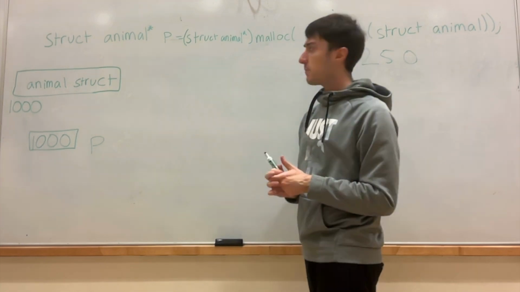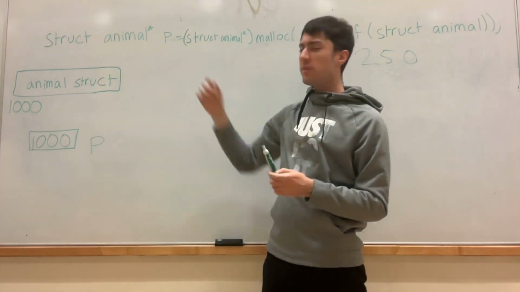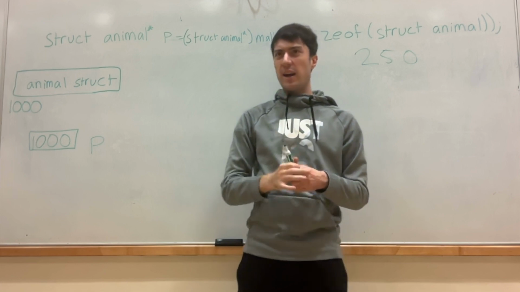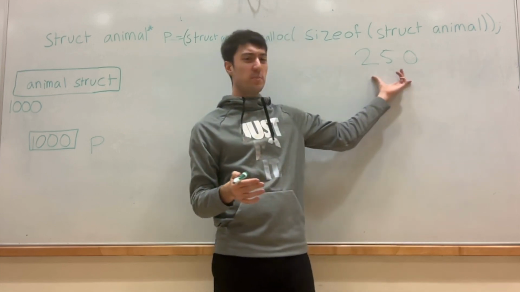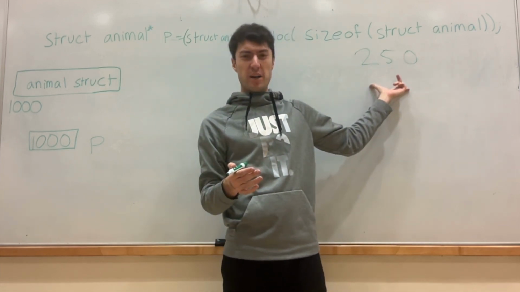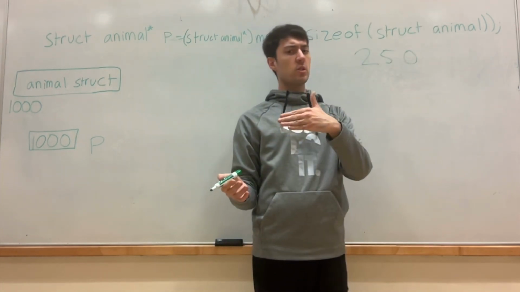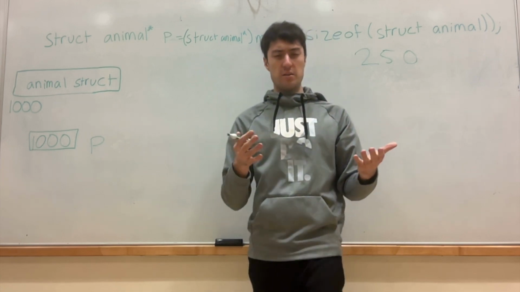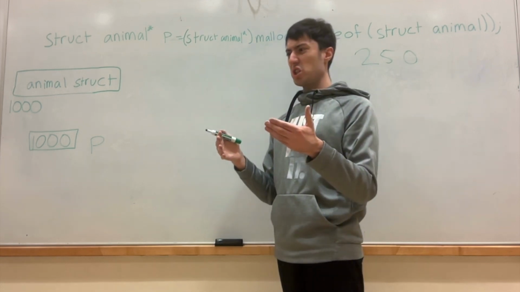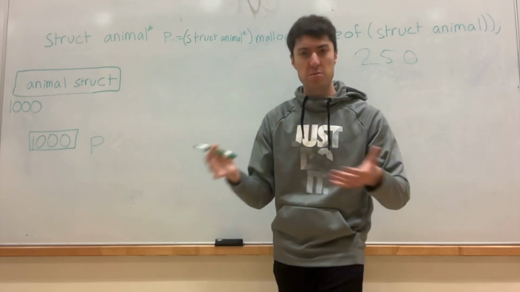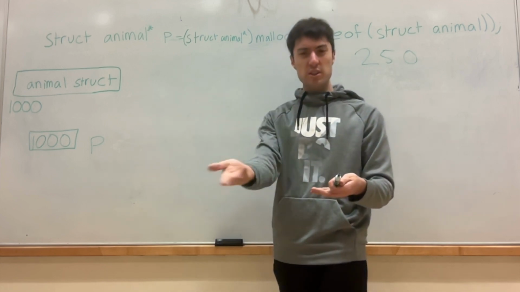But if we didn't have this right here, we wouldn't really know what this P value is. I allocated the memory, but that's just 250 bytes. It just allocated 250 bytes and returned where those 250 bytes are. But is it an int? Is it just a whole bunch of integer values? The compiler is going to get confused. You just allocated 250 bytes, but it doesn't know what's actually there.